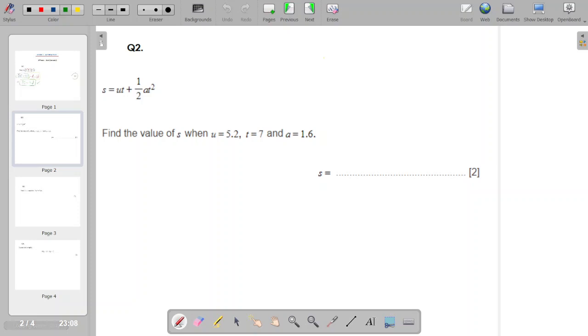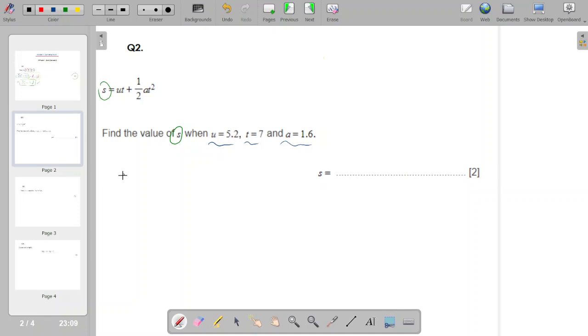Now for the second question, it's an expression saying s equals ut plus half at squared. It says to find the value of s, so you need to find what s is equal to, given that u is equal to 5.2, t is equal to 7, while a is equal to 1.6. When you try to solve it, you take it step by step.